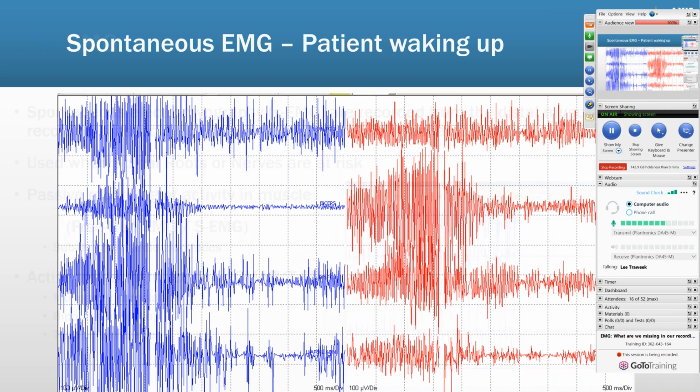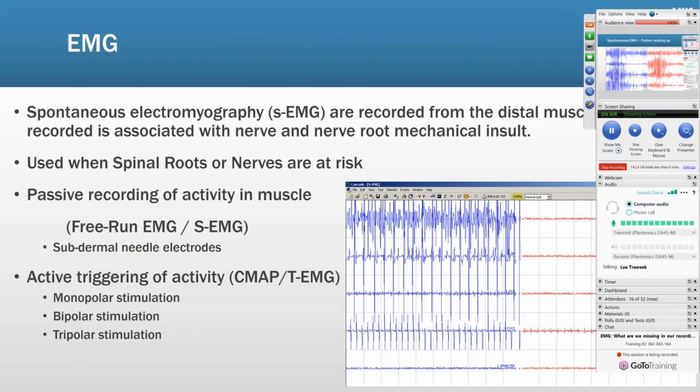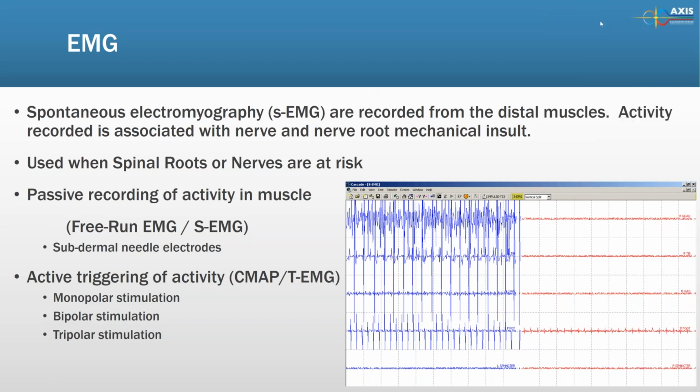So in summary, again, spontaneous EMG is recorded from the distal muscles, and it's associated with nerve and nerve root mechanical insult. EMG is used when spinal roots or rootlet nerves are at risk. Passive recording for muscle activity is by free run EMG and spontaneous EMG using subdermal needle electrodes, and active triggering EMG is done by CMAPs, or compound muscle action potentials, or triggered EMG. We can use monopolar stimulation, bipolar stimulation, and tripolar stimulation.